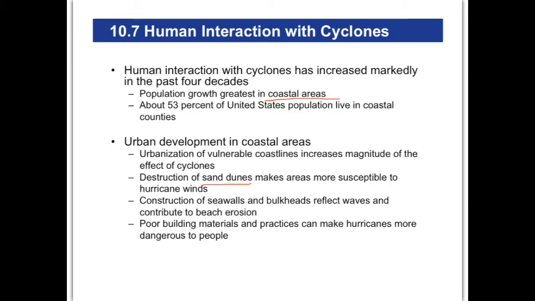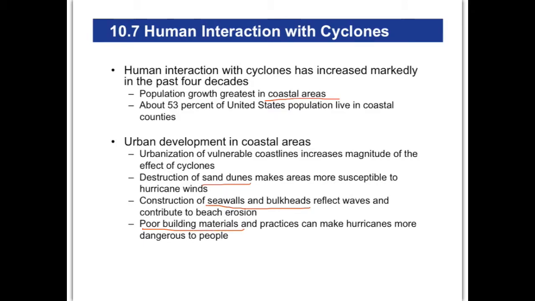Sea walls and bulkheads are just great big walls that are supposed to contain coasts. Well, they do in one regard, but in another regard, they can actually reflect waves and cause coastal erosion somewhere else. So that's another bad thing as well. And not just that, but also building materials, poor building materials.